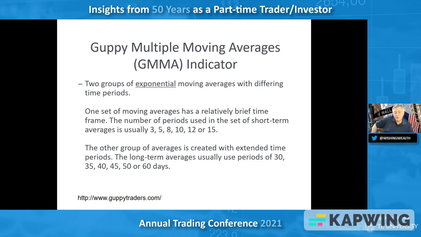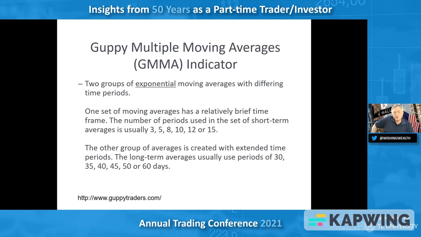So people use both. Anyway, the quicker averages are the 3, 5, 8, 10, 12, 15, and the longer ones are the 30, 35, 40, 45, 50, 60. I say days there, but this can be weeks. This can be done over any time frame. You can go to guppytraders.com and learn about it, okay?